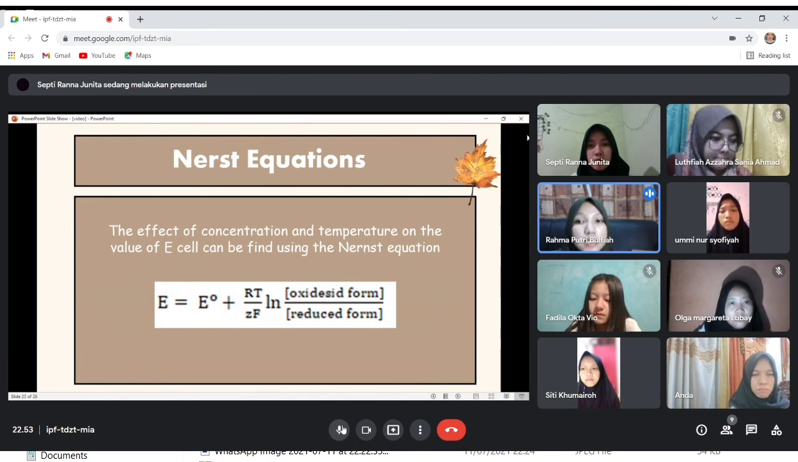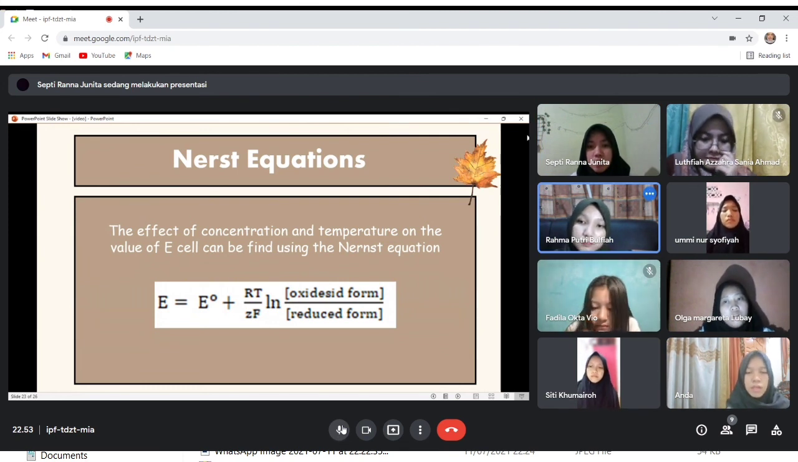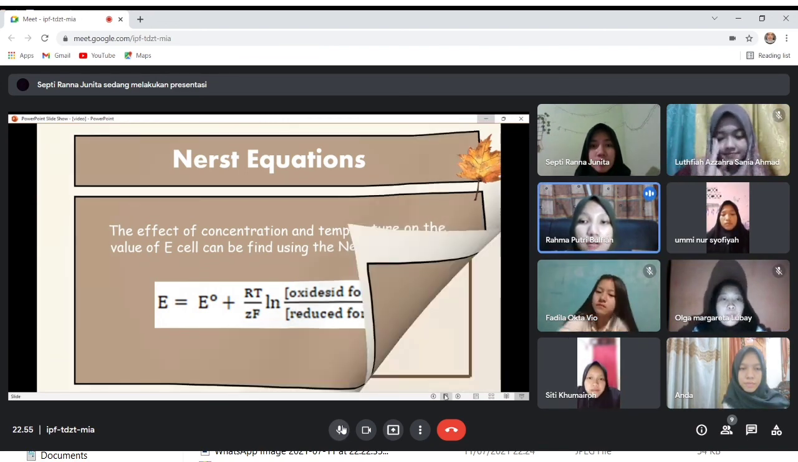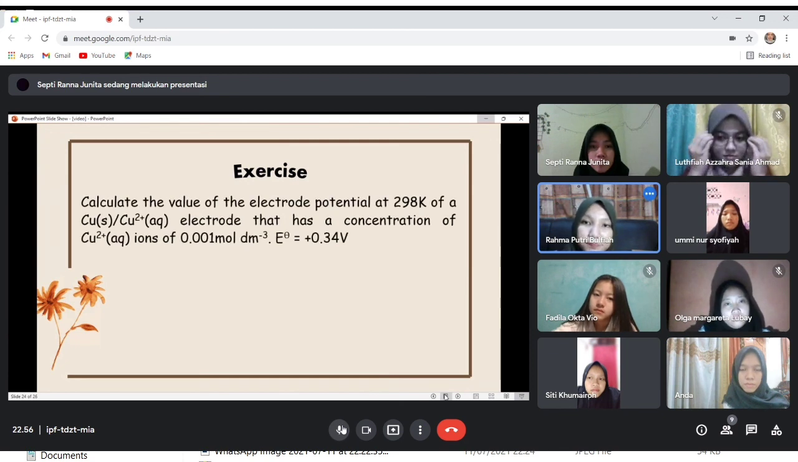R is the gas constant. T is the temperature in Kelvin. z is the number of electrons. F is the value of the Faraday constant. ln is the natural logarithm. And the concentration of oxidized species refers to the concentration of the oxidized form in the half equation. Any question, guys? No, miss. Okay, let's try to calculate the value of the electrode potential on the screen.